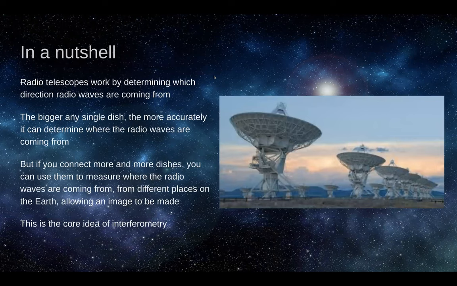So yeah, in a nutshell, radio telescopes work by determining which direction radio waves are coming from. The bigger any single dish, the more accurately it can determine where the radio waves are coming from. That's what Dr. Lung talked about last time. But if you connect more and more dishes, you can use them to measure where the radio waves are coming from different places on the Earth, and that allows an image to be made. And this is the core idea of radio interferometry.